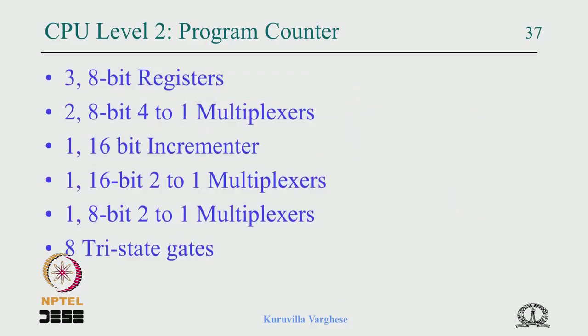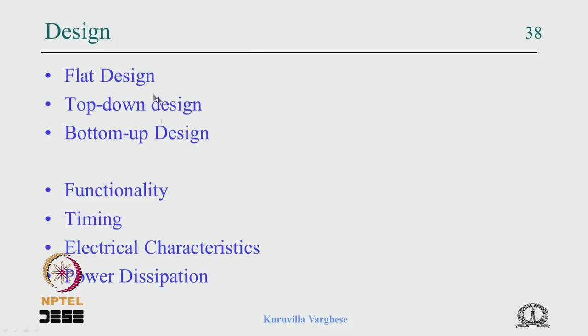So that's how we design, and as we said, any complex system essentially has to follow top down design, and you should have the domain knowledge, and at each level you have to look at the functionality, timing, electrical characteristics, and maybe power dissipation where it is critical. Nowadays most devices are mobile or can be transported, and that needs a battery, which is better if the power dissipation is controlled. And there are many devices now, sensors installed in one place, which are supposed to work over long years. So low power dissipation is very important.